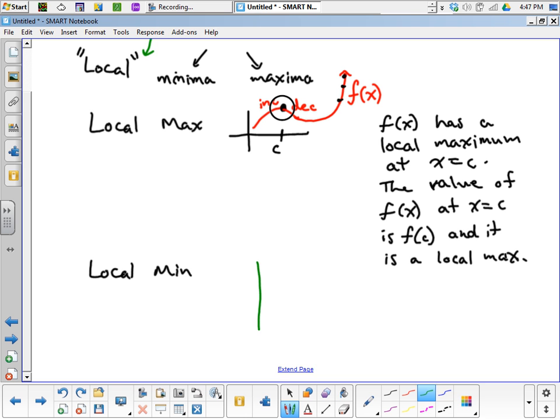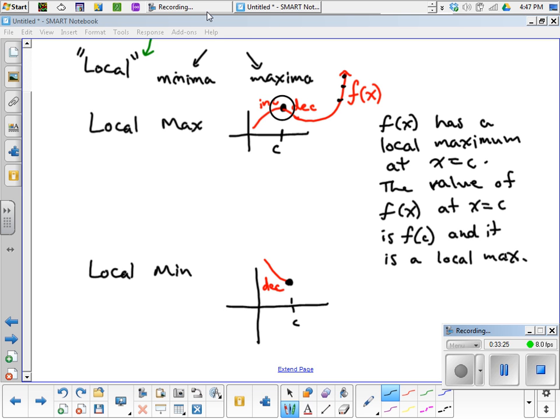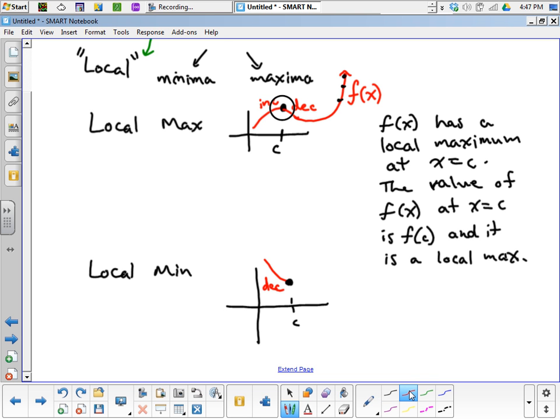It would be sort of the opposite situation. Go ahead and just block again. Here at c, the graph was decreasing. And then there's this point. And then to the right of it, the graph is increasing. So what's going on at this point? Right here, that point, we have what we call a local minimum.